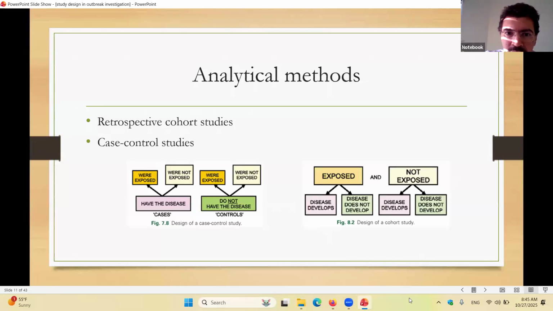I am continuing the presentation, and this slide is regarding analytical methods. And please pay attention.